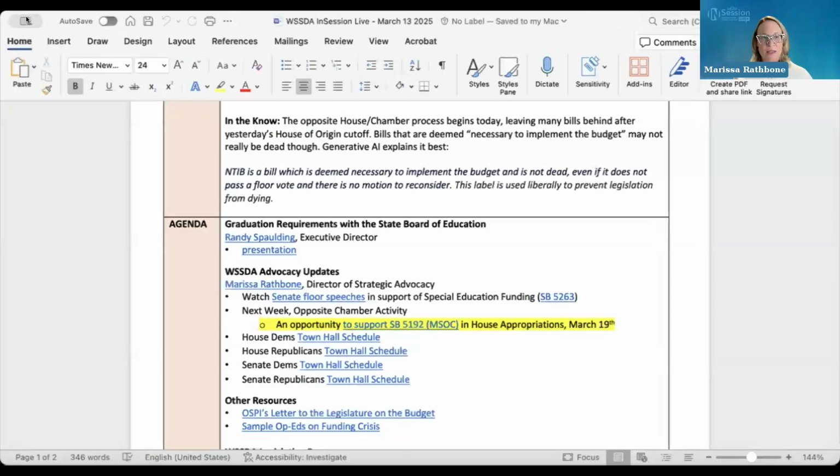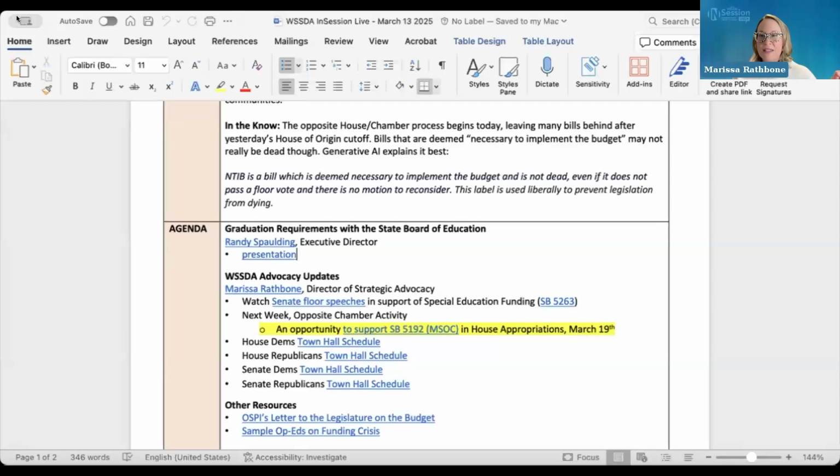Procedural question about 5737 NTIB. Sorry, I don't have all the bills memorized. So, going back to the original definition of NTIB, there's really no definition of what NTIB is. And if a legislature or group of legislators determine that a bill is necessary to implement the budget, they can bring it back regardless of whether it progressed through the standard process.